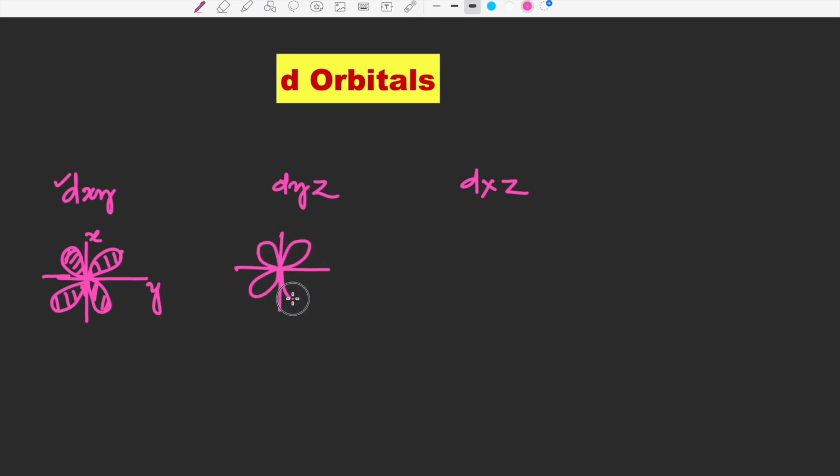The structure is dumbbell shaped. This is, let's say, z, this is y. So these electron lobes are present between these axes. In dxz it is the same case: if this is the z axis, then this is the x axis, and the electron lobes are here, here, here and here. Electron lobes are in this way, right? So these are the 3 d orbitals.